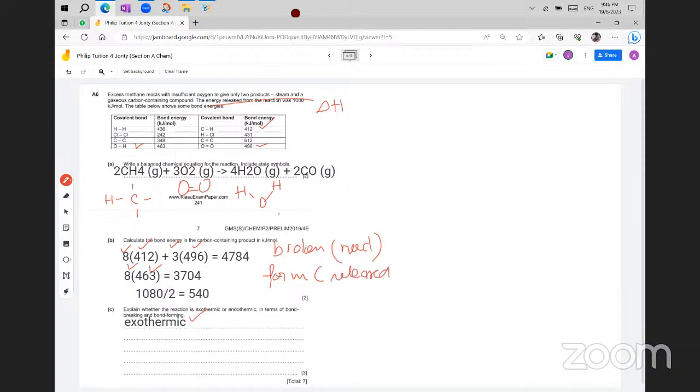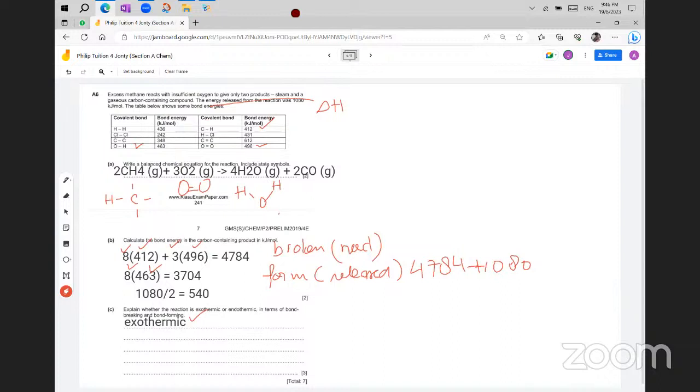He's saying that the release is 1080 in total. So that means first of all, this whole release one should have been 4784 plus 1080. Logic first. I need this much, but I will expect this much to release. How do I know? Because the energy released from the reaction is 1080. Clear first?